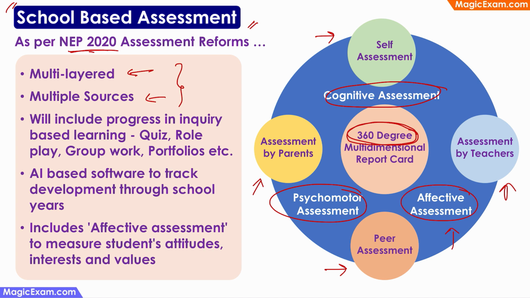So what is this affective assessment? Affective assessment means how the learning, or how the education, is affecting the students' attitudes, interests, and values. Because the end result of education must be positive, right? If it is not affecting the students' attitudes, interests, or values in a positive way, then the education might not be of much use. So 360-degree assessment is what the NEP 2020 advocates. And it says that we can track the progress of inquiry-based learning through modes like quiz, role play, group work, portfolios, etc., which are integrated into the teaching and learning process. It also talks about implementing artificial intelligence-based software to track the development of the child throughout the school years.